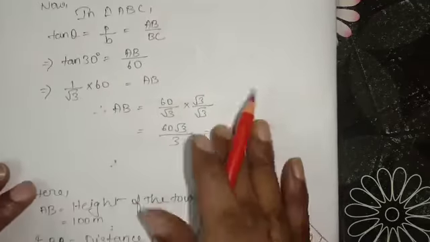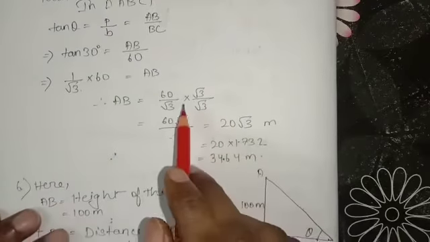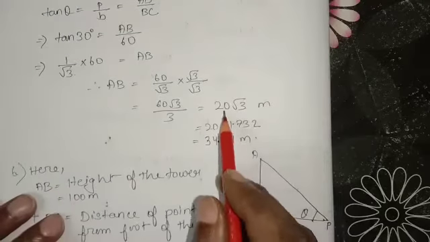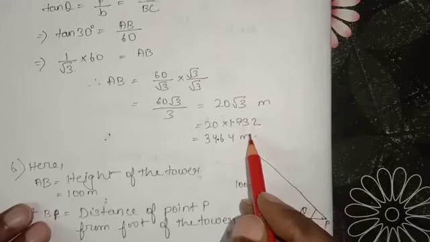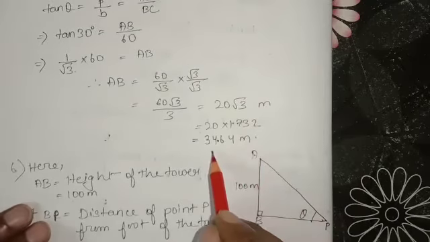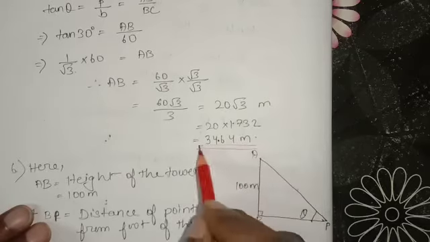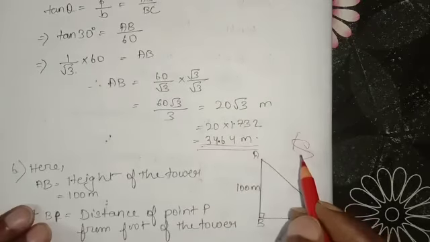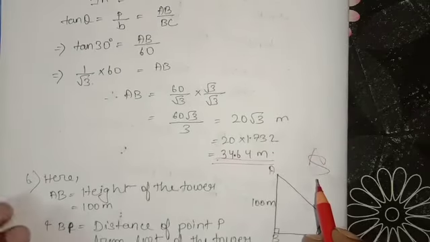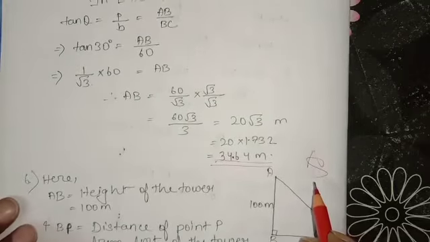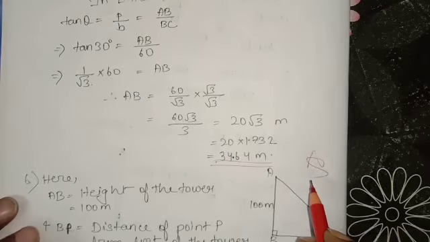Finally, you are getting AB equal to, after rationalizing, 20 root 3. Putting the value of root 3 as 1.732, the answer you are getting is 34.64 meter. This is the answer of number 5. As per the question, you have to draw the figure. And this is the last question for today.